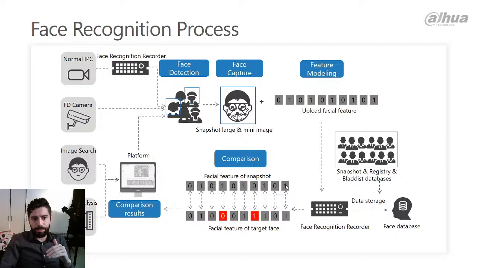So it will give you the result here, that this guy is not Muhammad, and he's a stranger, okay? You can also make the image search. You can put Ahmed's image, for example, inside the data for the platform, and you can search for it inside the database or inside the recording. We have the video analysis. It works the same. So this is the whole idea about it.